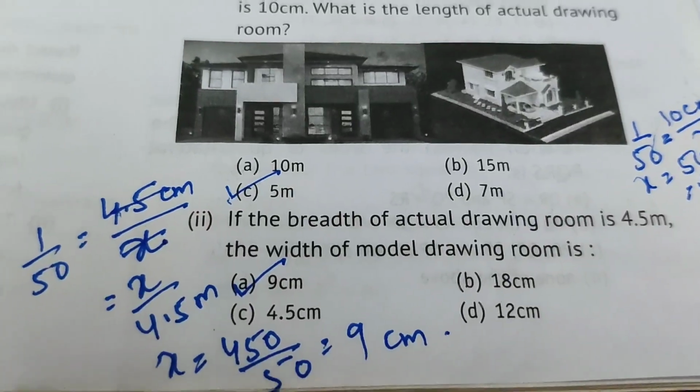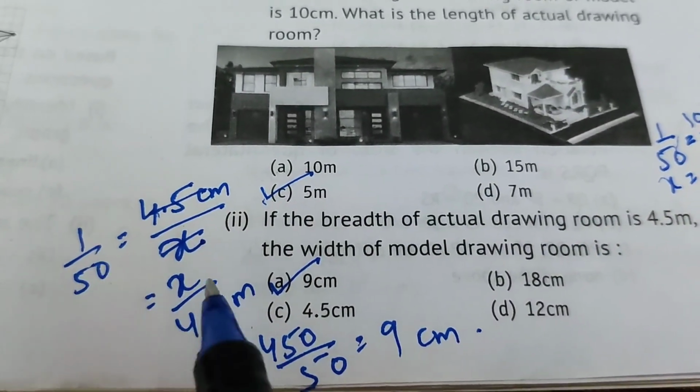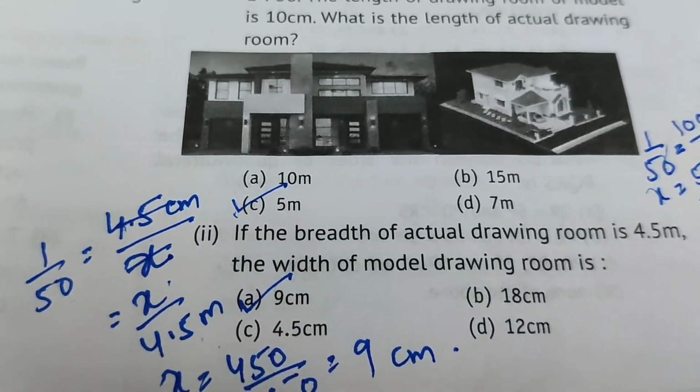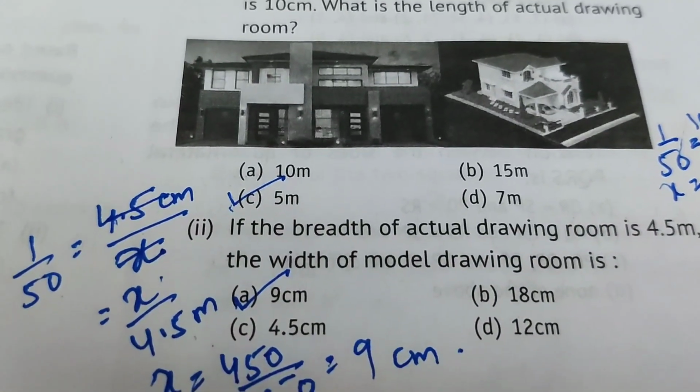This is a simple formula. The ratio equals the length of the image to the actual length of the object.